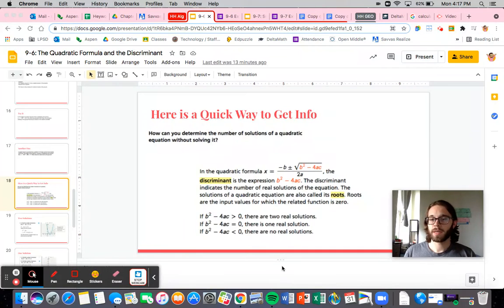Hi, everyone. Just wanted to take a moment to talk a little bit about the discriminant, which comes from the quadratic formula. So, last time we were talking a little bit about the quadratic formula, which, as you can see right here, is x is equal to negative b plus or minus the square root of b squared minus 4ac all over 2a. All right. And don't forget, it needs to be in standard form.